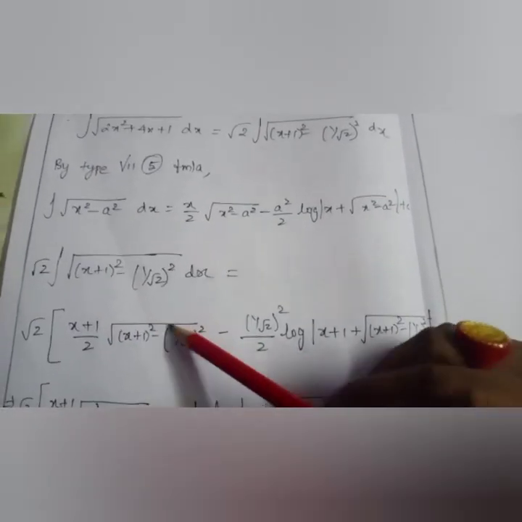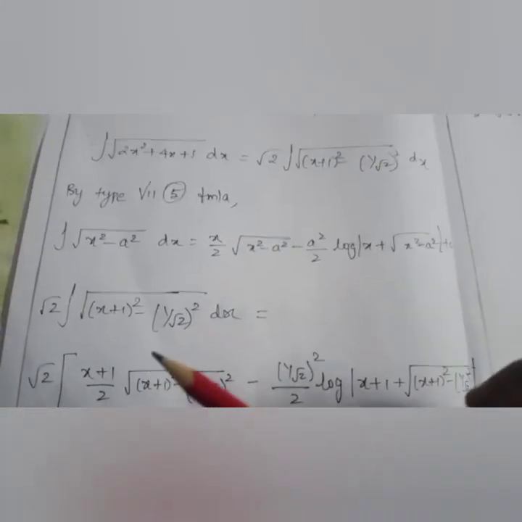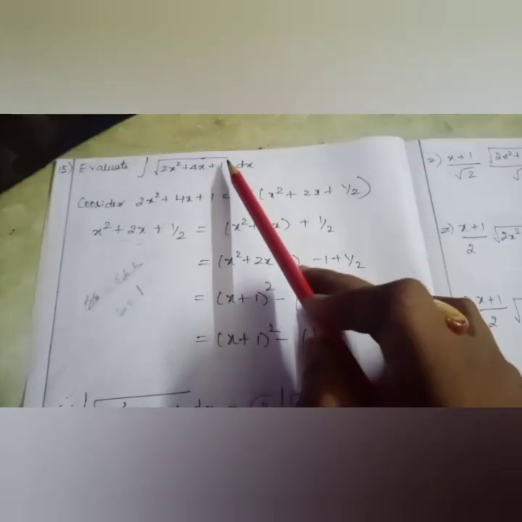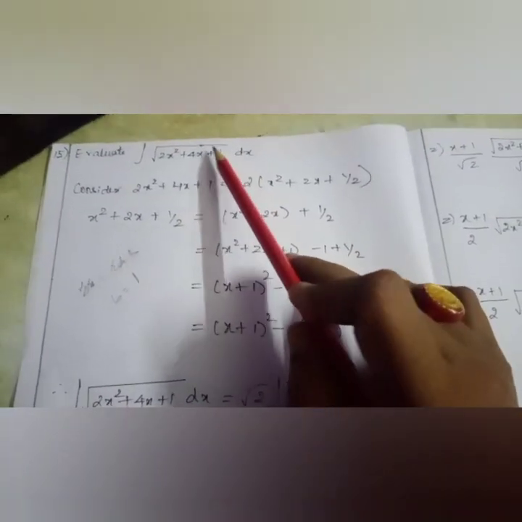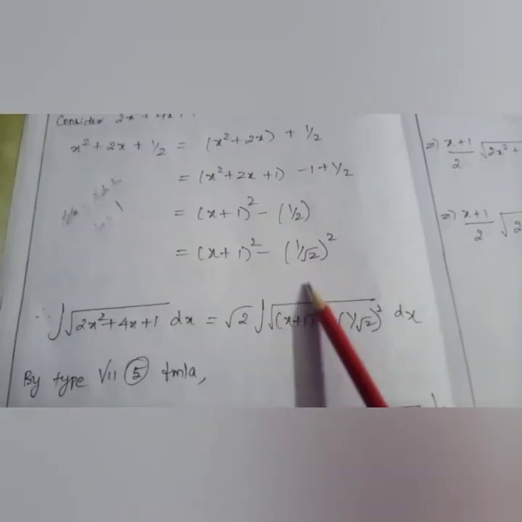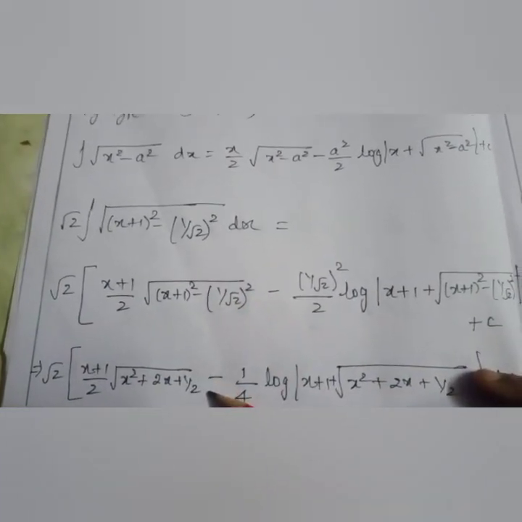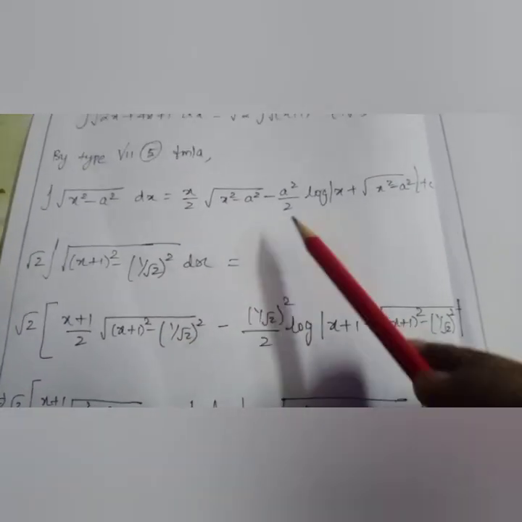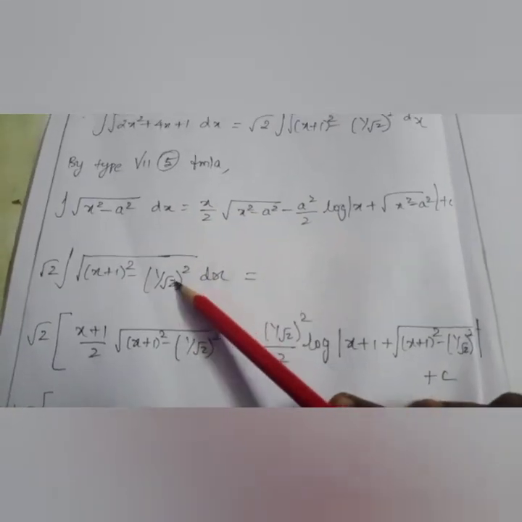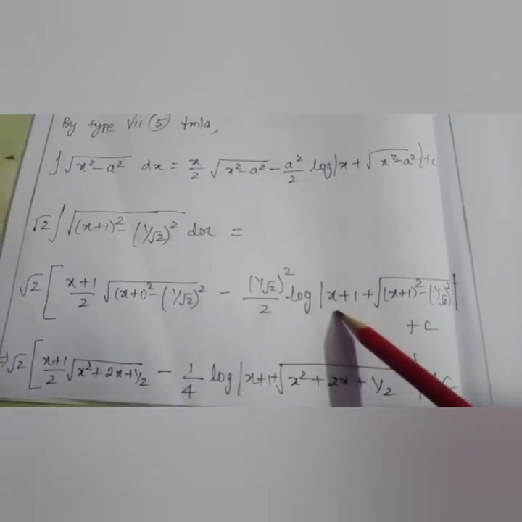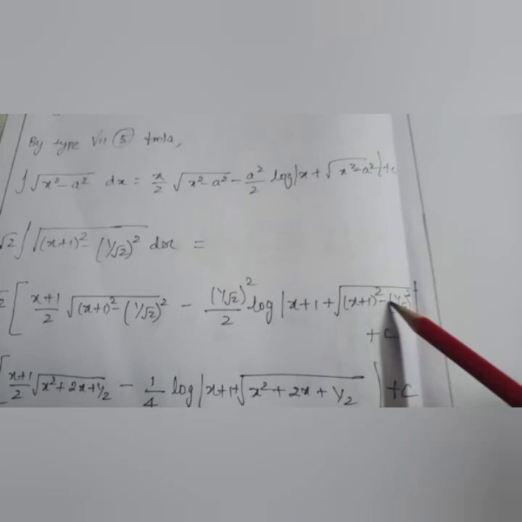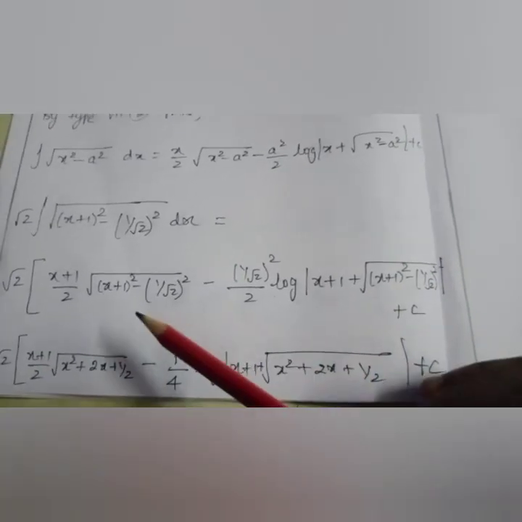As I told you earlier, you need not worry about the terms inside the square root, because obviously it will regain its original form as the given question itself, because that is what, by the completing square method, we are deriving this form. Okay, so this will again be written as the same question. And here also a square. What is a square here? 1 by root 2. So 1 by root 2 the whole square log of x plus 1 plus root of x plus 1 the whole square minus 1 by root 2 the whole square.